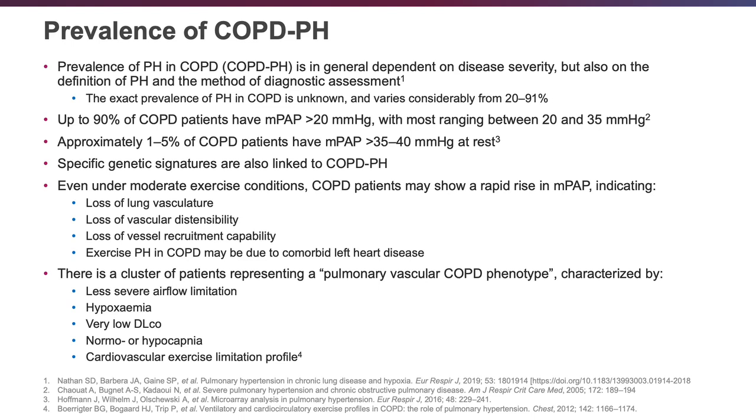There are some specific genetic signatures that have been linked to COPD pulmonary hypertension, and there is a pulmonary vascular COPD phenotype that has been described. It indicates that patients who have less severe airflow obstruction, who have hypoxemia, especially exertional hypoxemia, very low diffusion capacity, absence of hypercapnia, so normocapnia or hypocapnia, and a cardiovascular exercise limitation profile on exercise testing are likely to have pulmonary hypertension related to COPD.